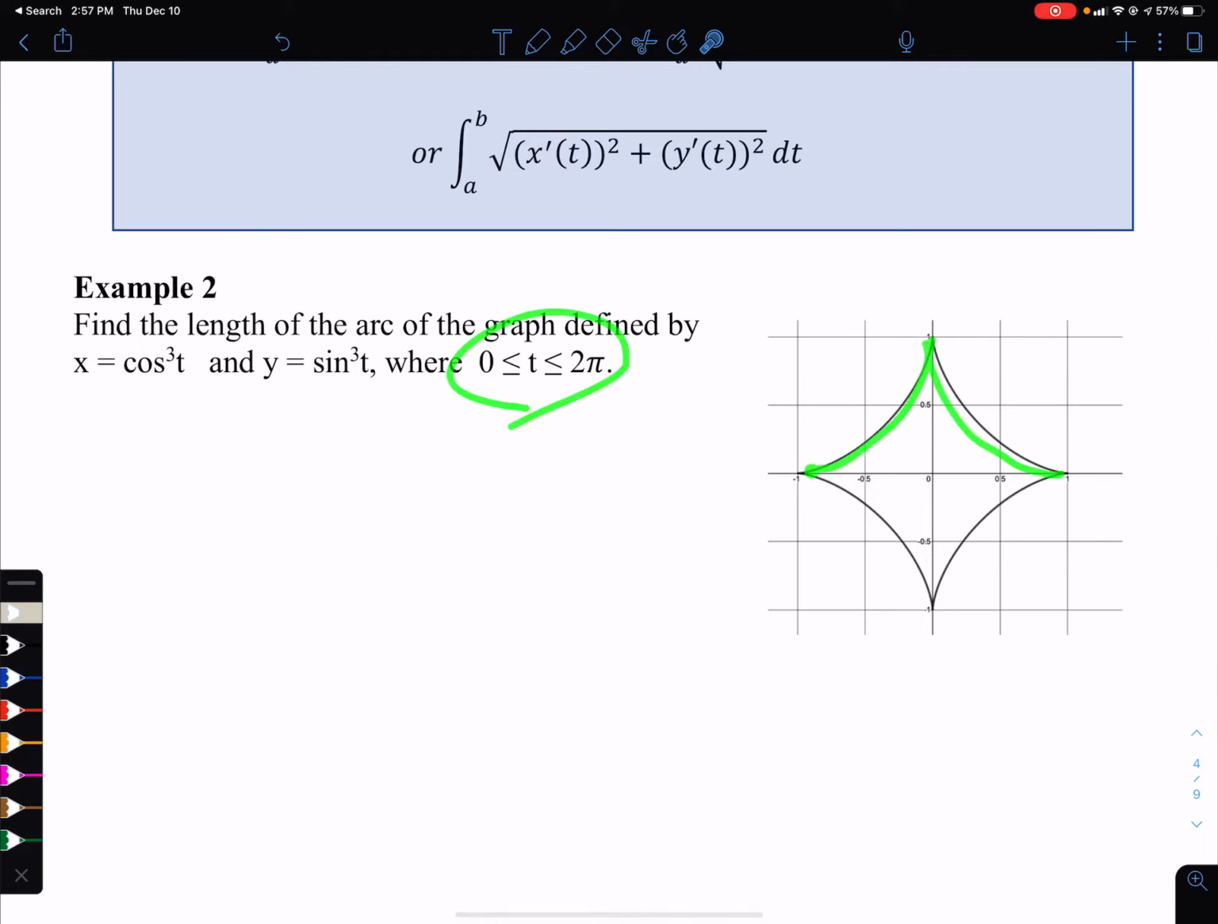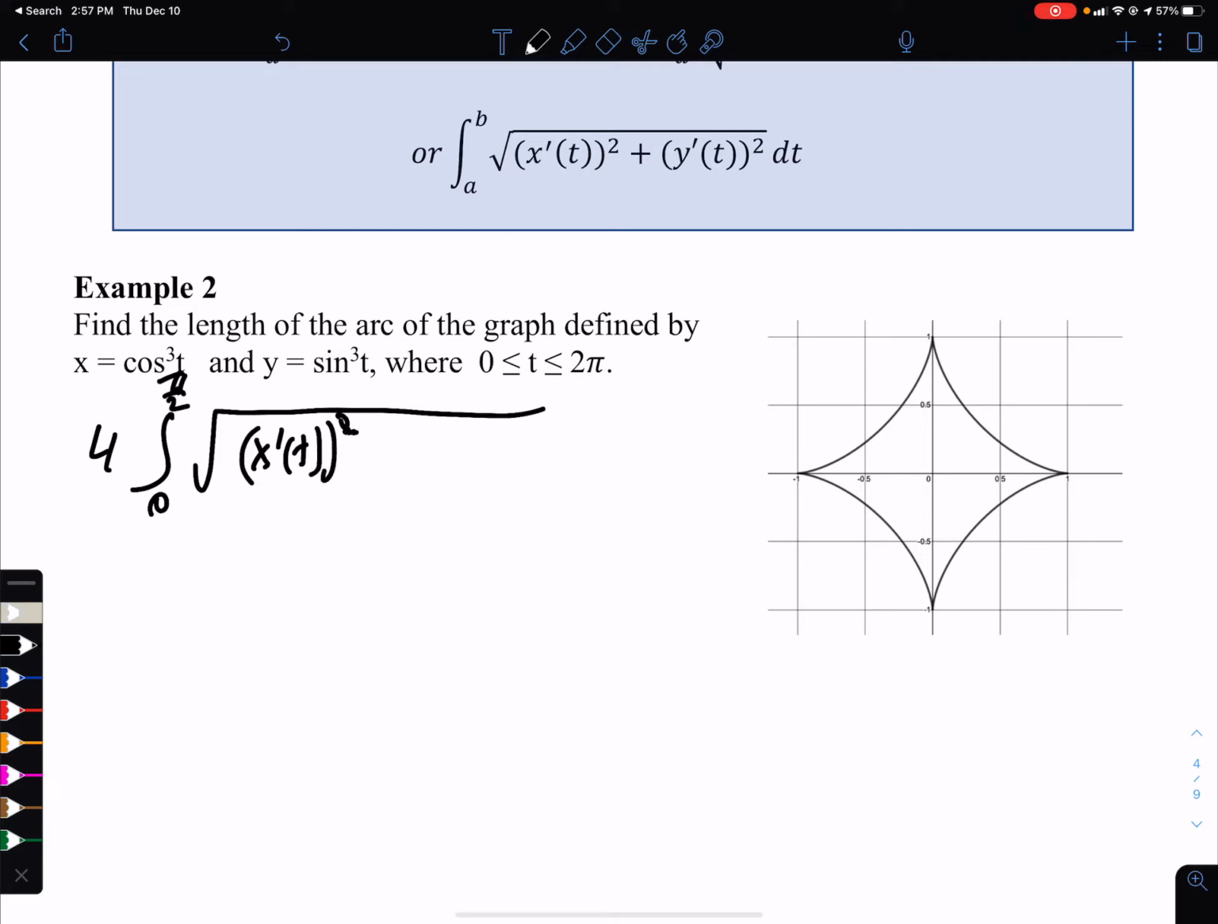This is going to be up to pi. That's 3 pi over 2. That's 2 pi. So what we're going to do, we're just going to find one of these and multiply by 4. So we're going to go 4, 0 to pi over 2, and we're going to use the formula: square root of x prime of t squared plus y prime of t squared. Well, what's x prime? We need to take the derivative.